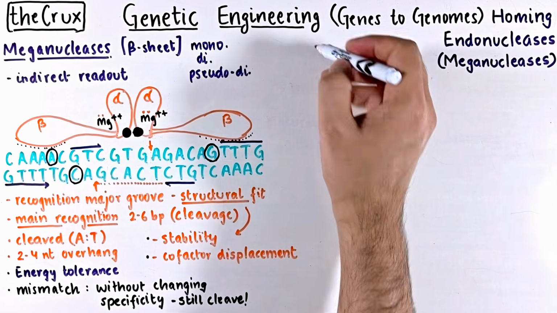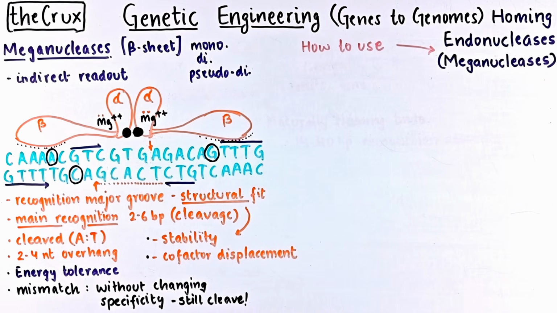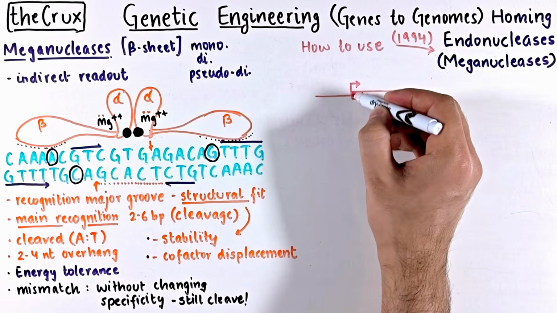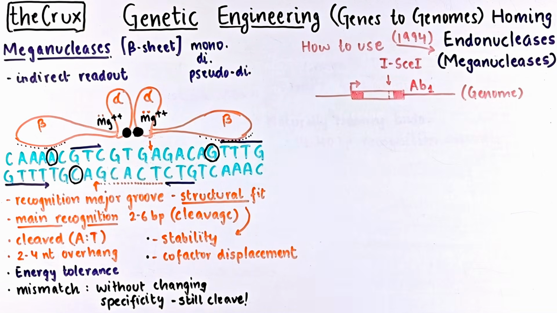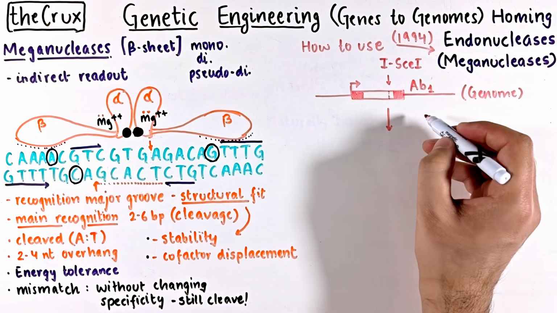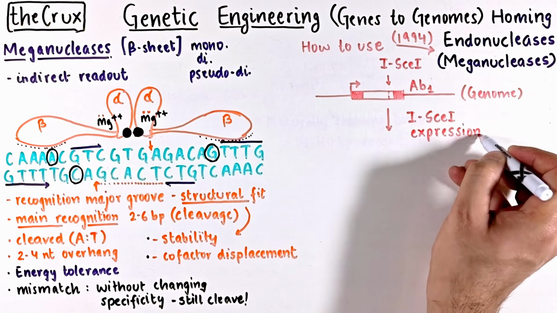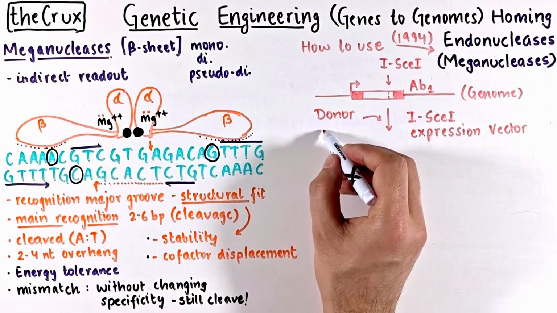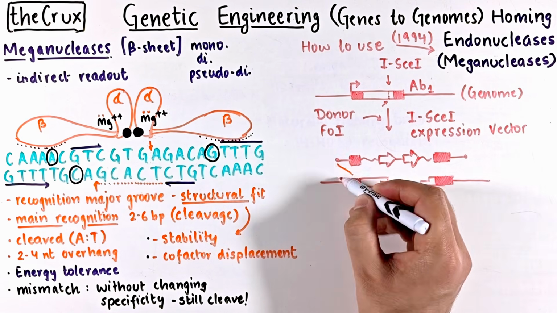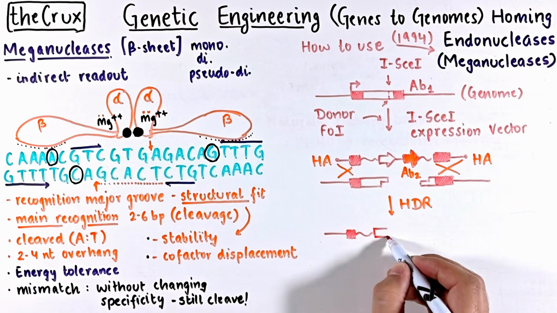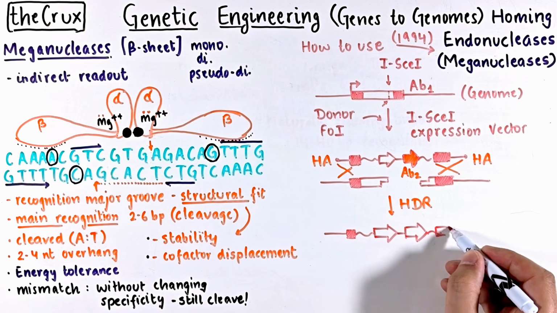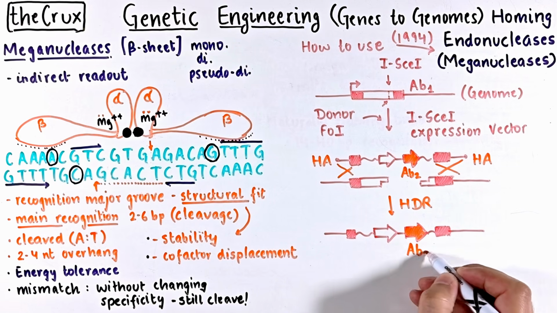Okay, so how can we use them for genetic engineering? This was first shown in 1994 in Maria Jasin's lab. They created a mouse cell line containing an I-CreI recognition site with an antibiotic gene. Then you can transfect the cell line with an I-CreI enzyme expression vector and a donor fragment that you want to insert. Ideally, the donor is designed to contain homology regions around the meganuclease cut site, and it also contains a new antibiotic gene. This way, the donor can undergo homology-directed repair, and the final edited cells can be selected using the new antibiotic gene.